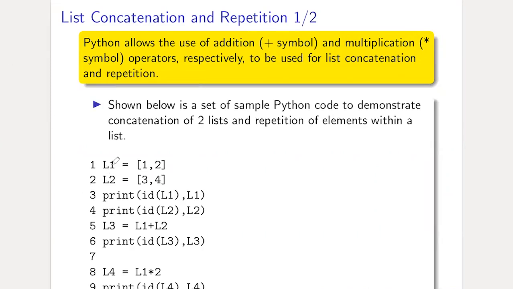Let's look at two lists, 1, 2, 3, 4. We can create a new list L3 by simply adding these two lists. A new list will get created here, and the concatenation of the two lists will be the new list. Similarly, we can use the multiplication operator on a list, and a new list will get created.